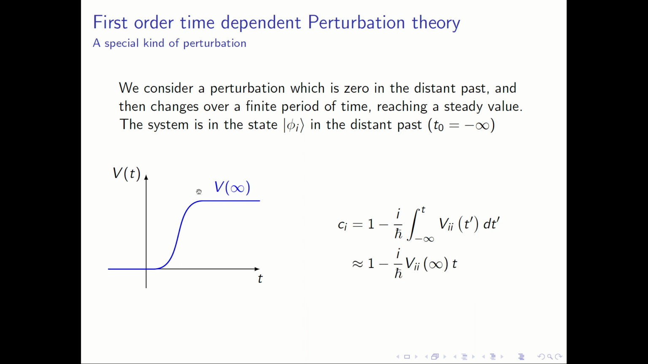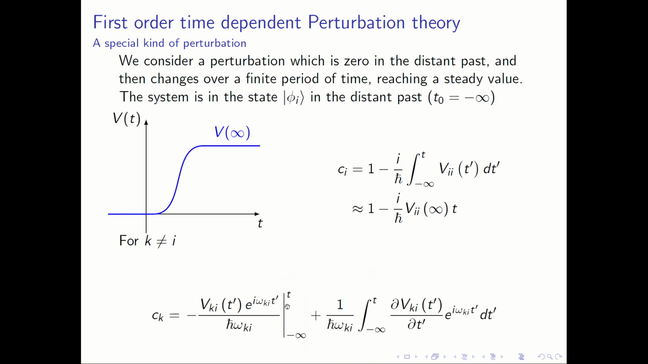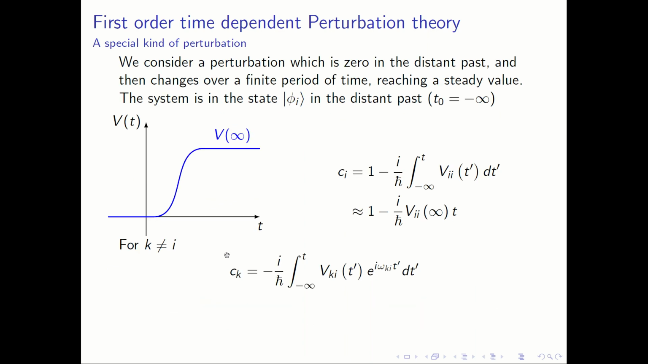What that means is whatever contribution came to the integral before this time, we are simply ignoring that. And as long as t is large enough, that can always be done. So this is what Ci is. What about Cn or Ck, where k is not equal to i?